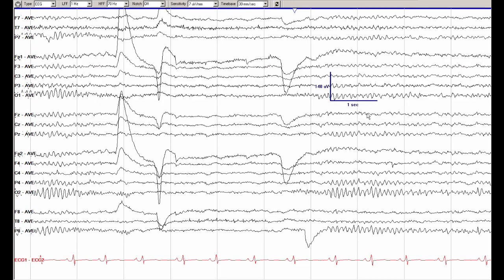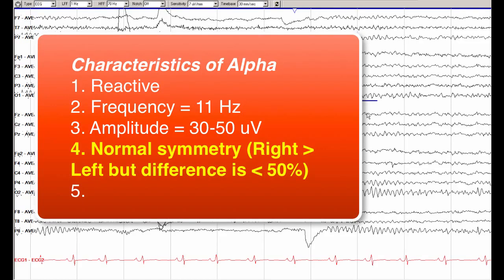As with the amplitude, the level of symmetry can vary from epoch to epoch. Therefore, it is important to look at the entire recording before making any definitive conclusions about asymmetry. Now, we have a fourth characteristic of the alpha rhythm that we can add to our report. The alpha rhythm is reactive, it has an 11 Hz frequency, the amplitude is between 30 and 50 microvolts, and there is a normal degree of asymmetry. The right is the higher voltage than the left, but this is less than 50%.